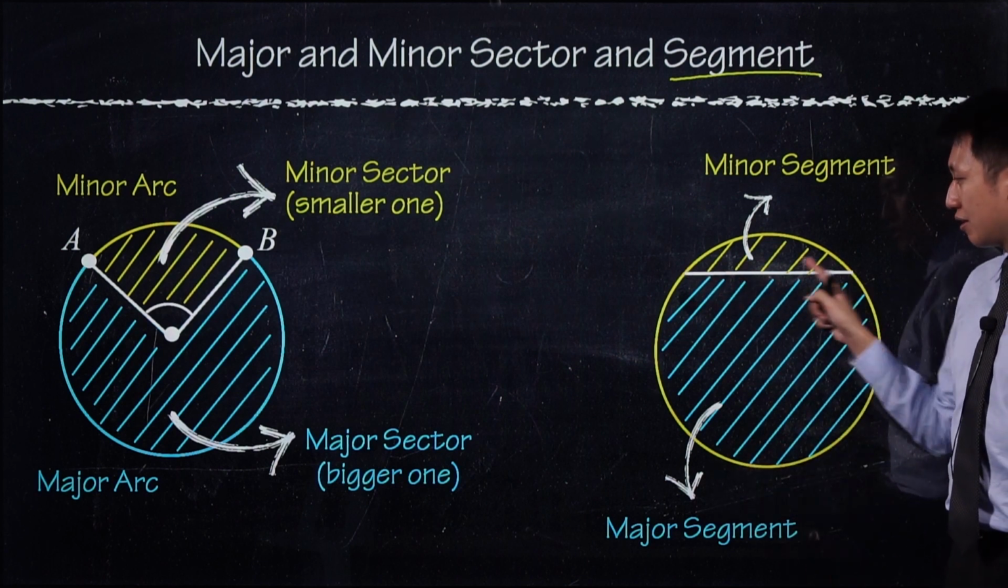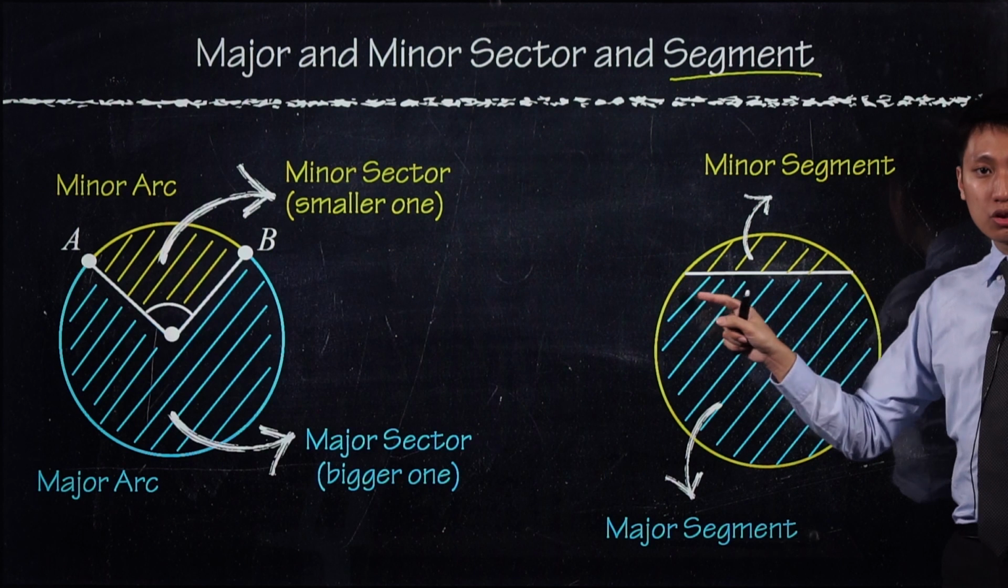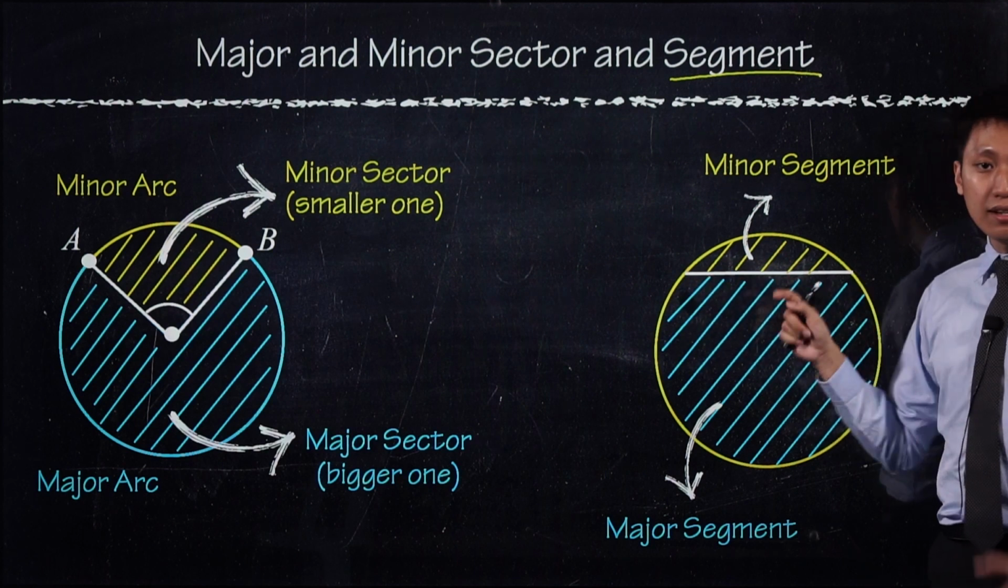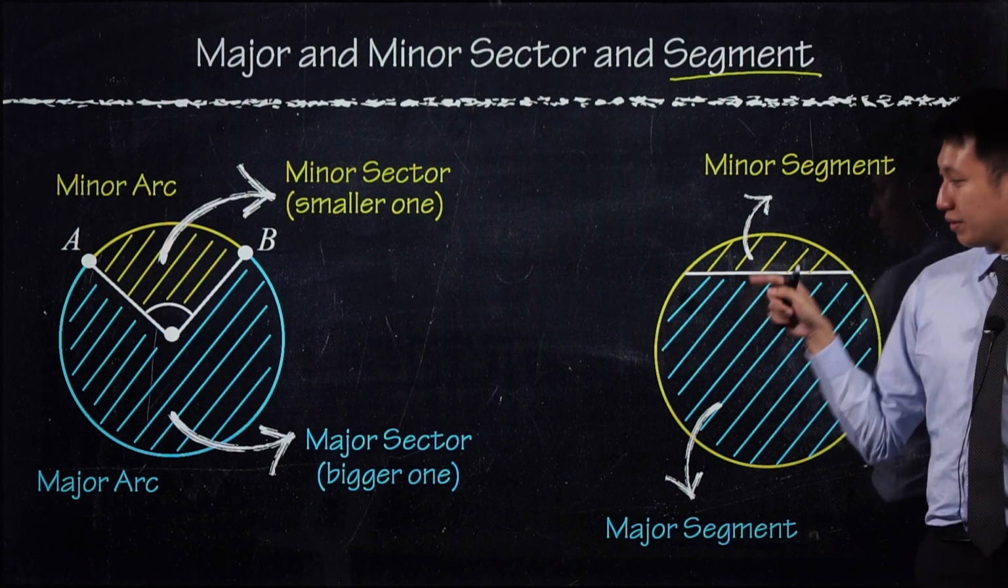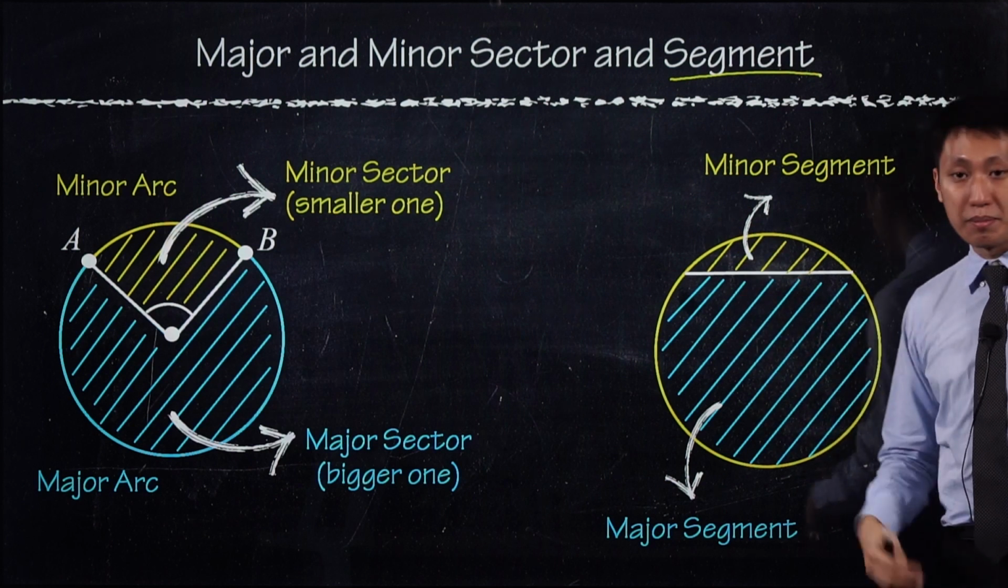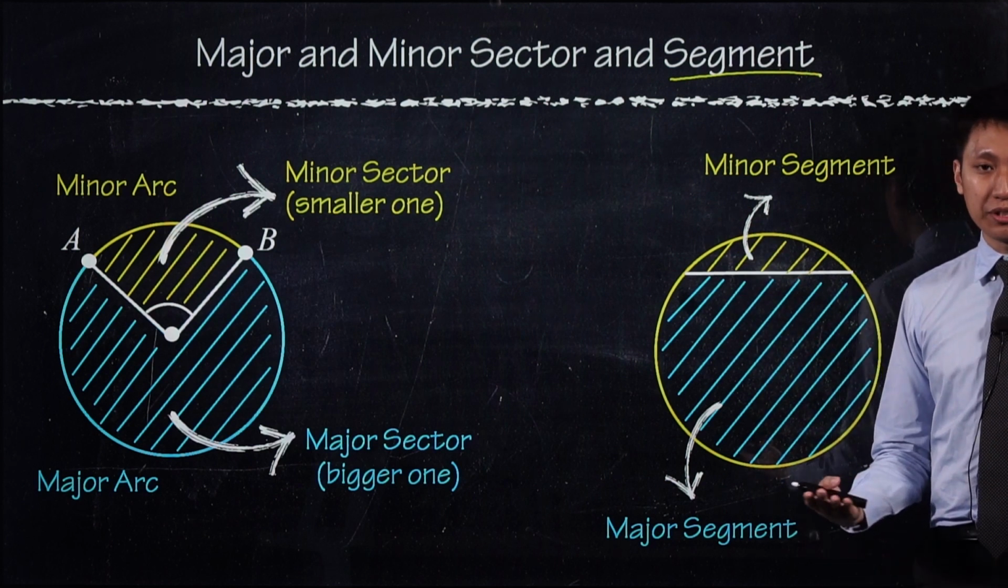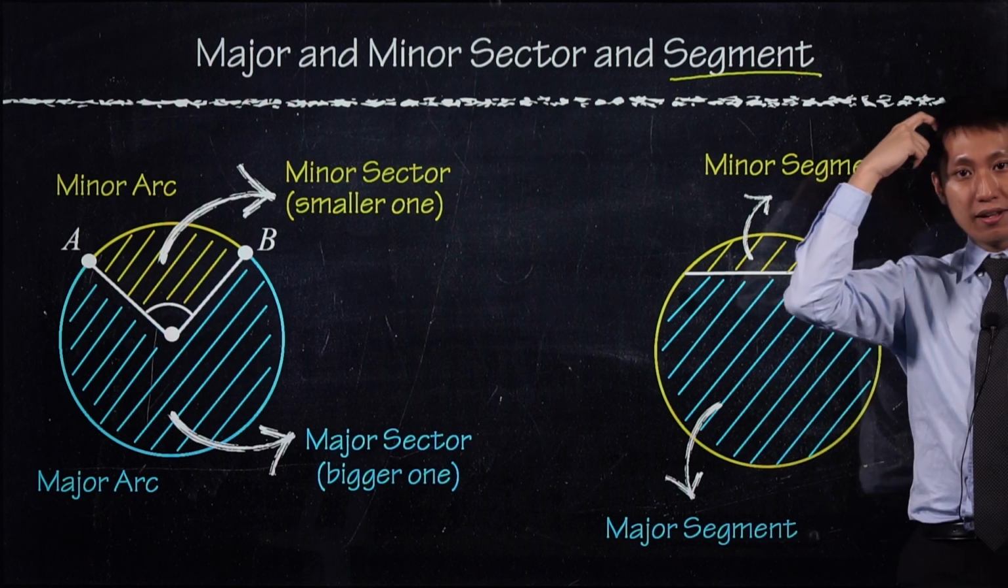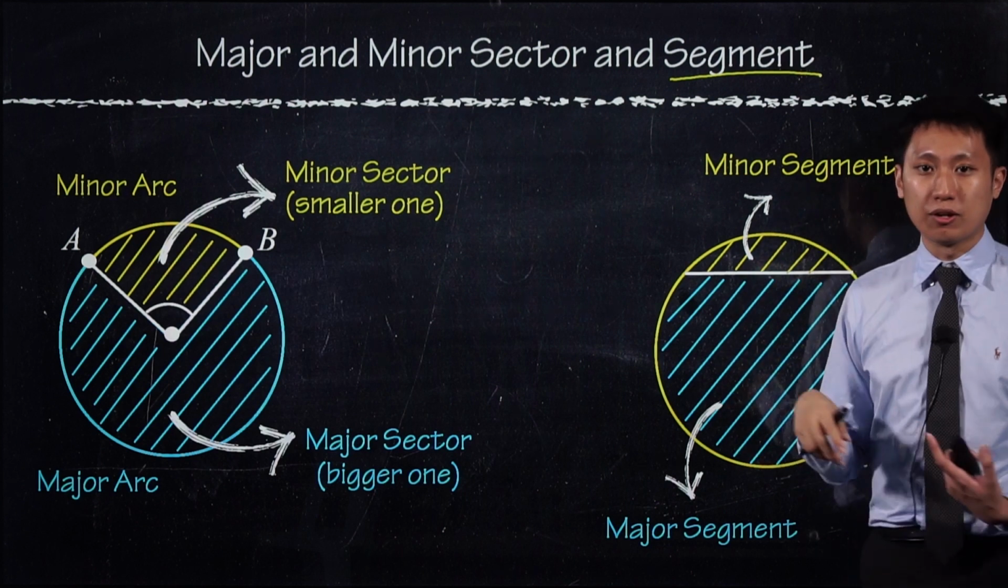This one is like two points that are on the circle itself. You join them, then the smaller part is called the minor segment, the bigger part is called the major segment. Later we will need to use something about this one. We will talk about this one later also.